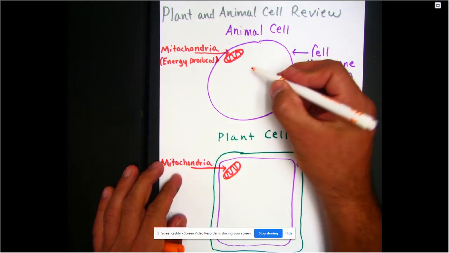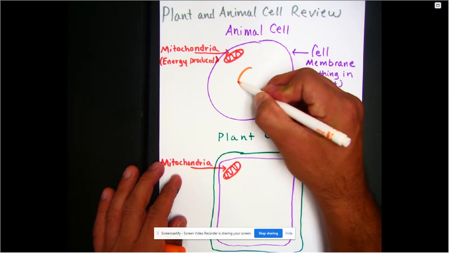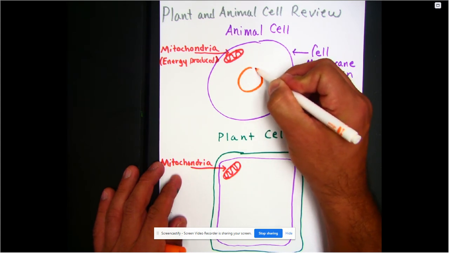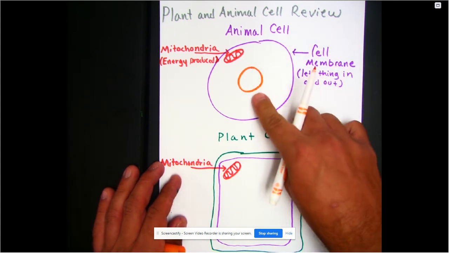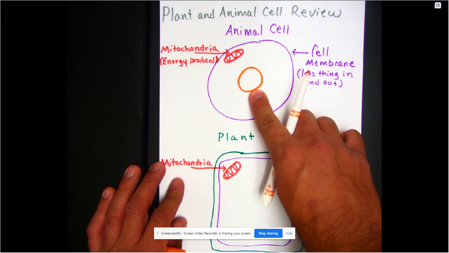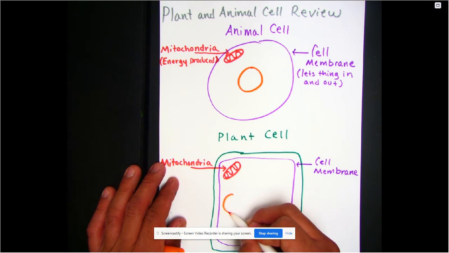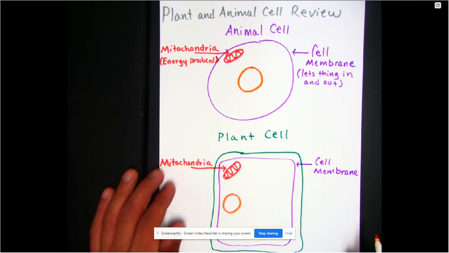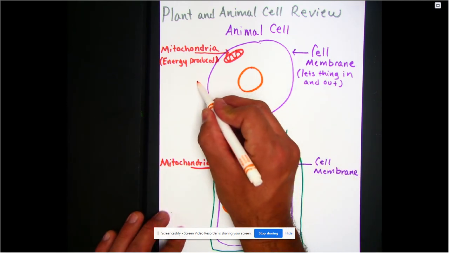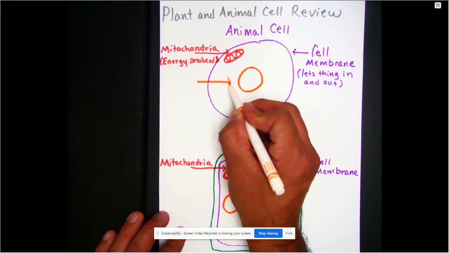All right. So now we're going to draw the big circle in the center. Right, because remember this one is found in the center of the animal cells, and in the plant cells it's kind of off to the side. Okay, and this is your nucleus.